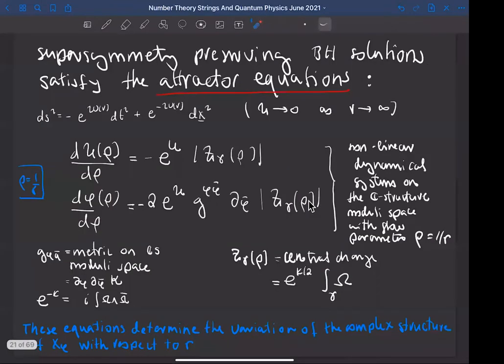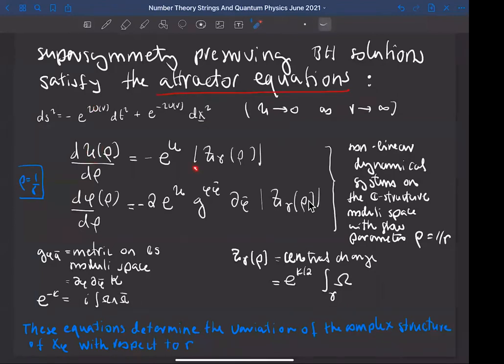Now, there is more about these solutions. This is where the attractor mechanism enters. Supersymmetry preserving black hole solutions satisfy precisely what are called the attractor equations. So we had this metric here that contains this factor of U. These are the equations that you obtain from supersymmetry preserving solutions. What are the ingredients? There is U, the factor in the metric. Rho here is 1 over r.